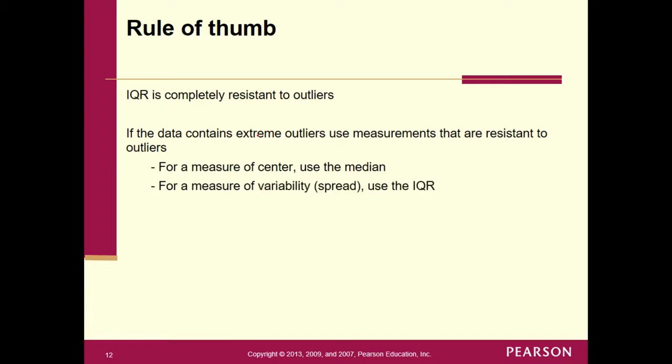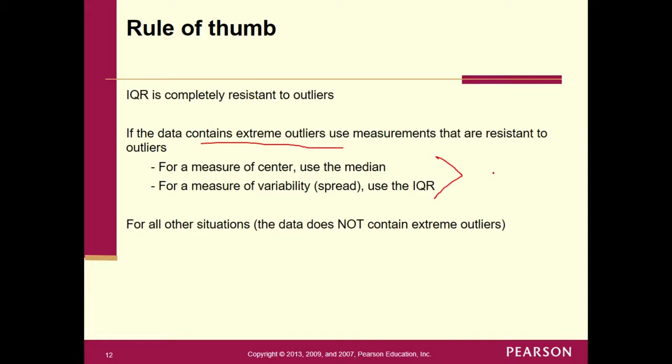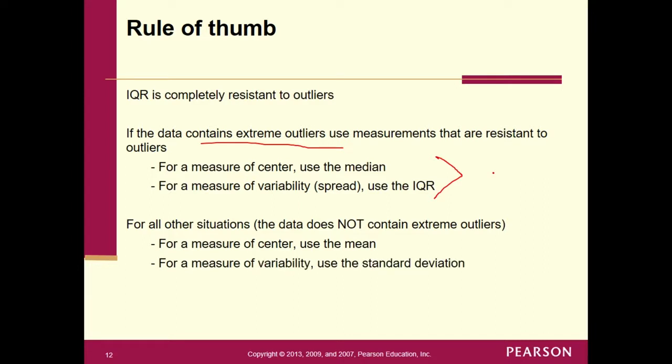But this is only for if the data contains extreme outliers. So when we ask you which measure of center you should use, ask yourself, does the data contain extreme outliers or not? If it does, use the measurements that are resistant to outliers. If it doesn't, for all other situations, for a measure of center, use the mean. For a measure of variability, use the standard deviation. This is what we use most of the time, because most of the time we do not have extreme outliers in our data, so we usually analyze with means and standard deviations.